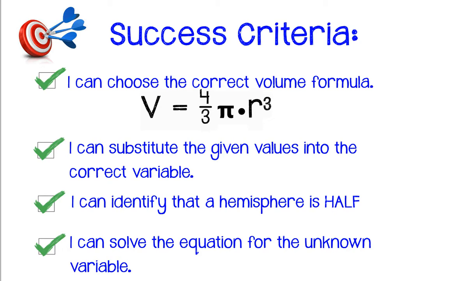First, the correct volume formula for a sphere. It's 4/3 times pi times radius cubed. Now this is something new. Usually our radius is squared, so be careful here. You have to be able to substitute the given values into the correct variable. You have to be able to identify that a hemisphere is half of a whole sphere, and you also have to be able to solve the equation.